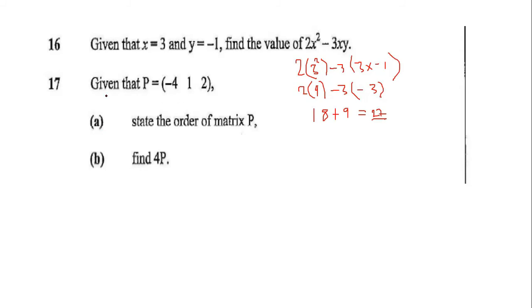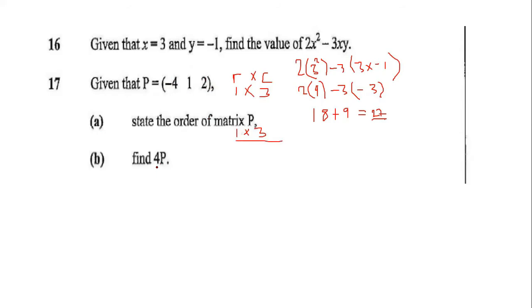We go to question 17a. The question reads, given that P is equal to (-4, 1, 2), state the order of matrix P. So this is -4, 1, and 2. There is just one row here and 3 columns, 1, 2, 3. Always you say it's row by column. That is how you find the order. Since there is only one row and 3 columns, the order of the matrix is 1 by 3.